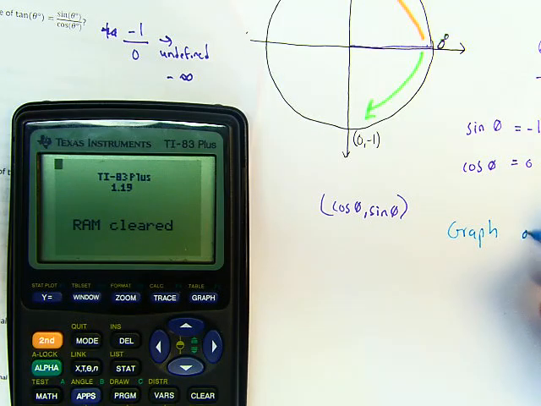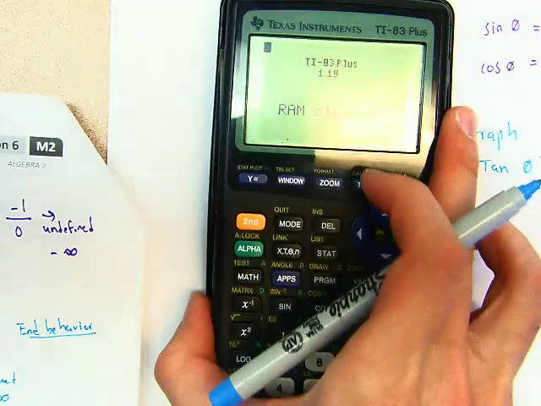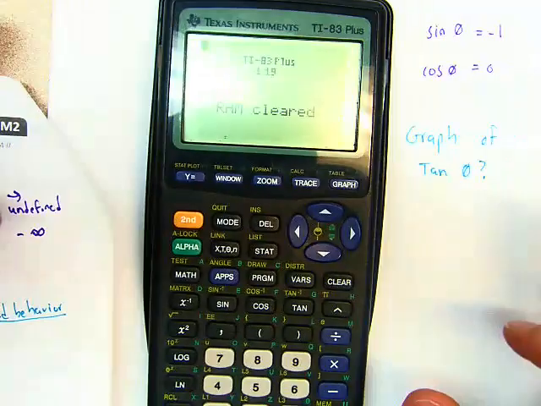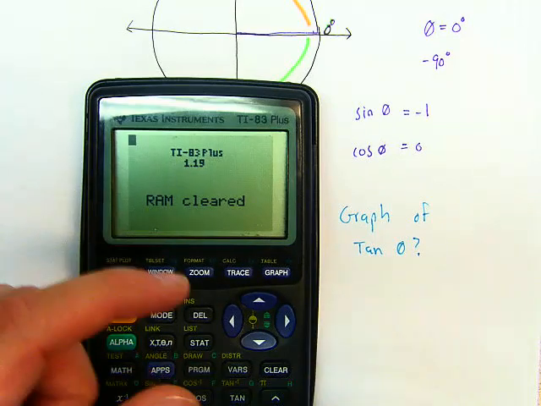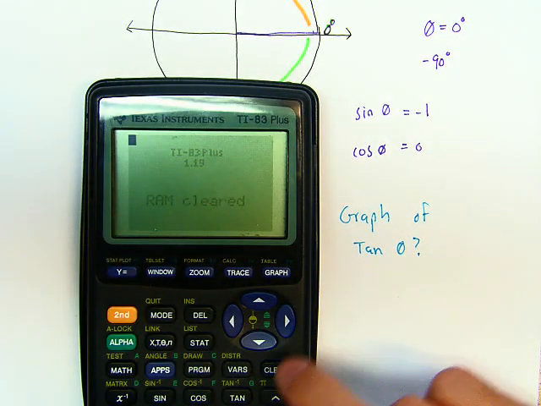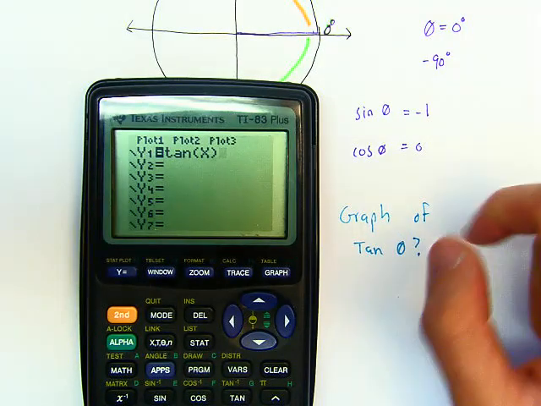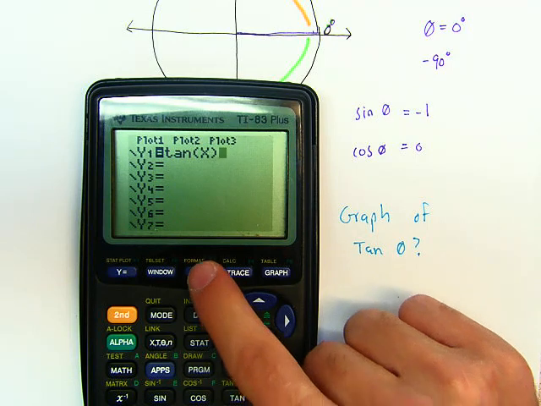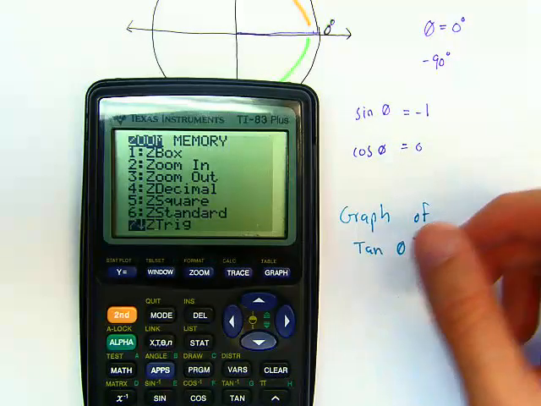And I'll show you what the graph of tan theta looks like. So let's find out. We have all the RAM cleared. Hold on one second. Okay, this looks good. Let's go to y equals, put in tangent theta, and close it. Then hit zoom, and let's go ZTrig. And now watch what happens with tan theta.